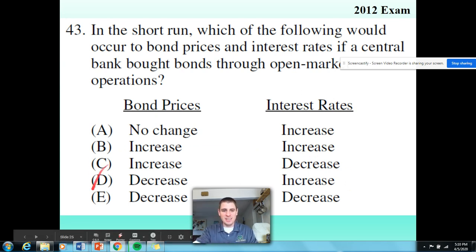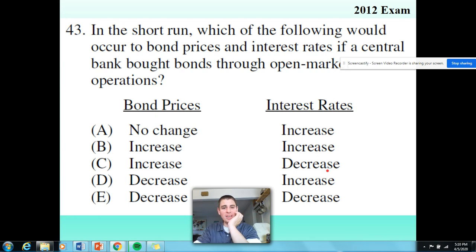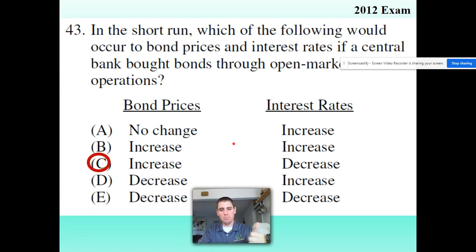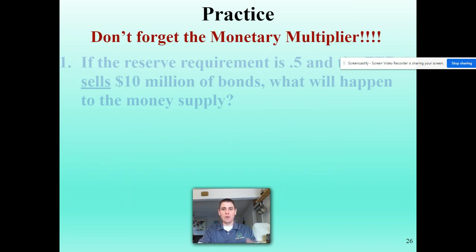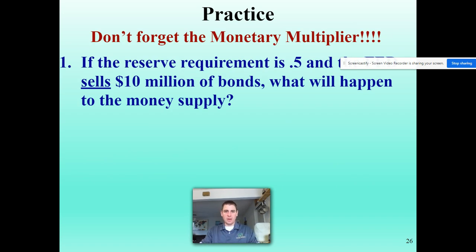So C and E are our only potential answers because interest rates are decreasing. Remember the relationship, they're inversely related. So if interest rates are decreasing, bond prices must increase. I hope that's the right answer. Bingo. Good. All right.